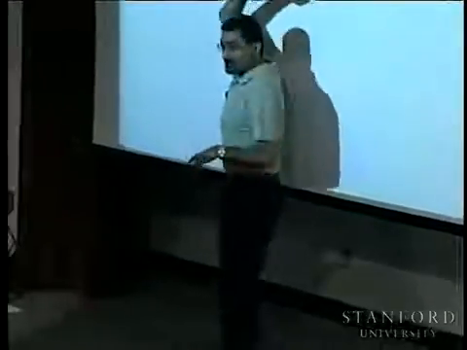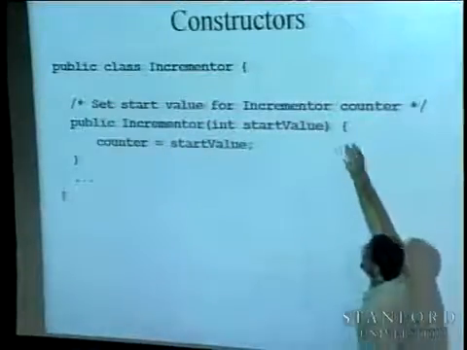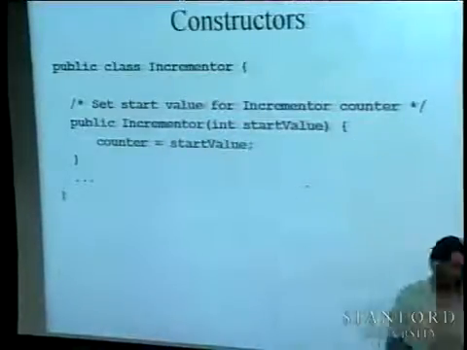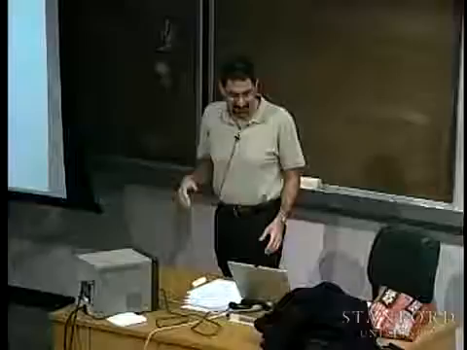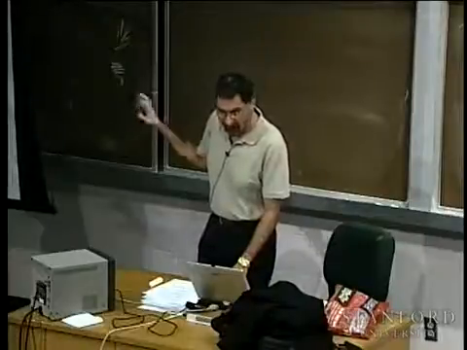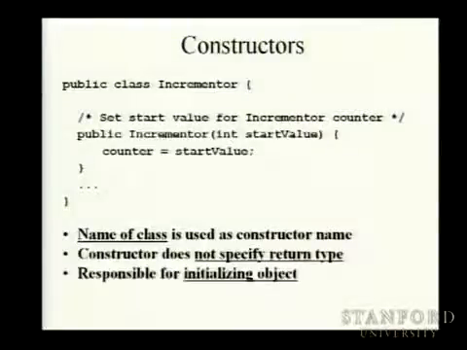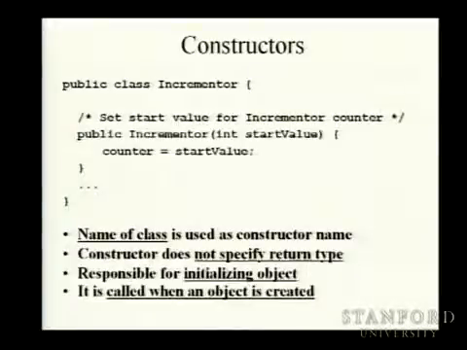We'll call it Incrementer. Same kind of thing here. We're going to have some constructor for Incrementer. It's going to take some start value. I'm just showing one of the constructors here. And just to reiterate, what are the properties of constructors? The name of the class is the same as the constructor name. The constructor does not specify a return type. It's responsible for initializing whatever values we care about in the object. And this puppy gets called when an object is created.